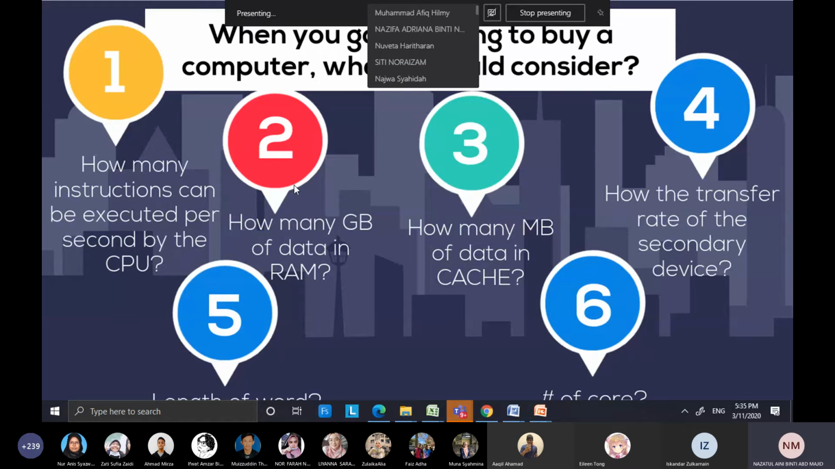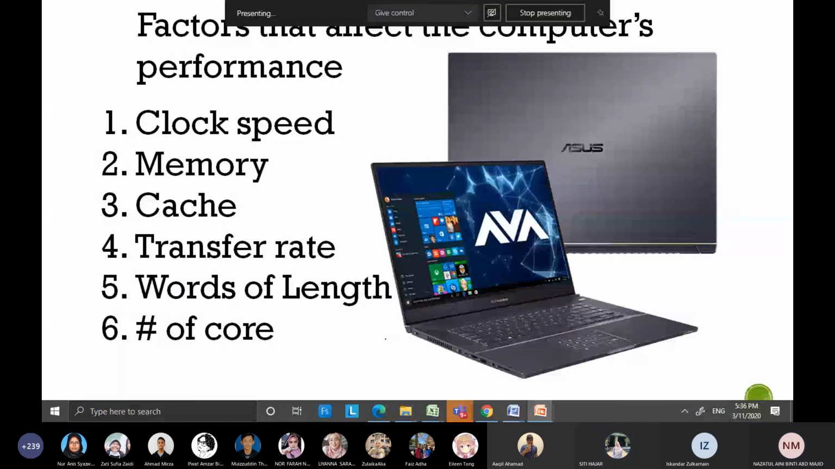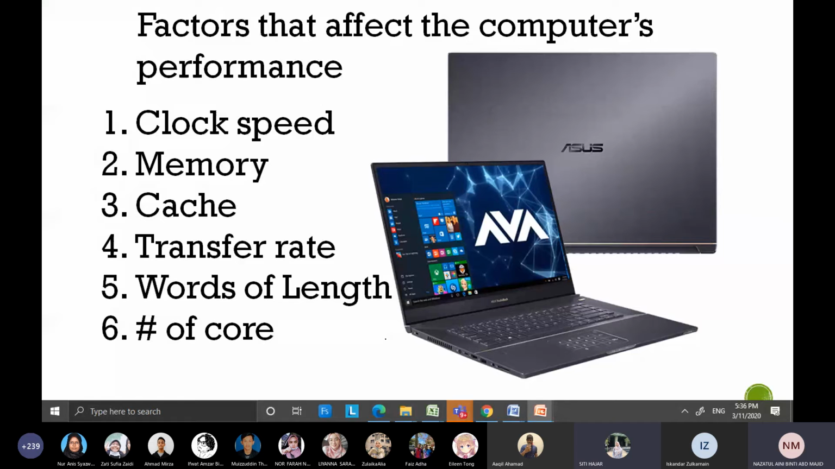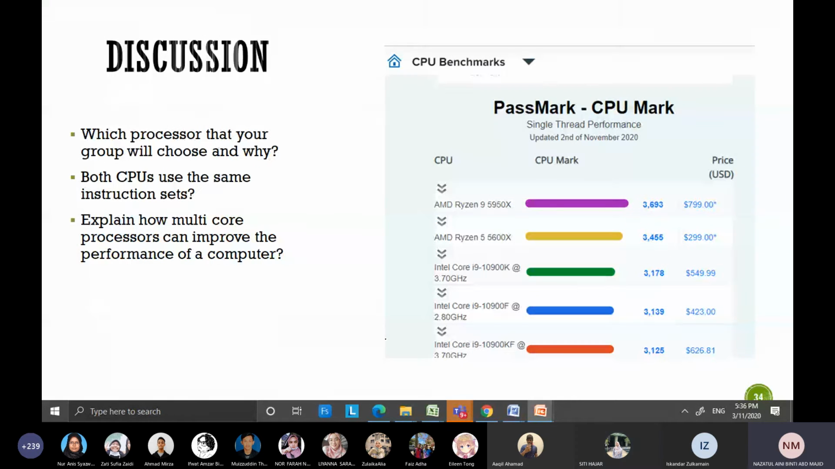So number two is RAM, right? Number three is cache. Number four is transfer rate. Number five is the length of word. And the last one, number six, is number of cores. Okay, good. So these are the six key components.